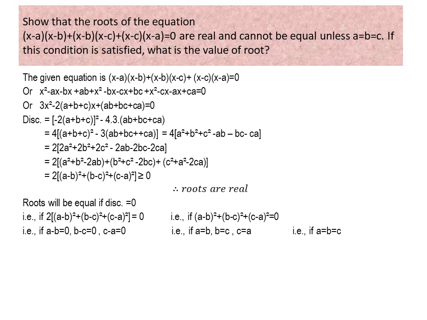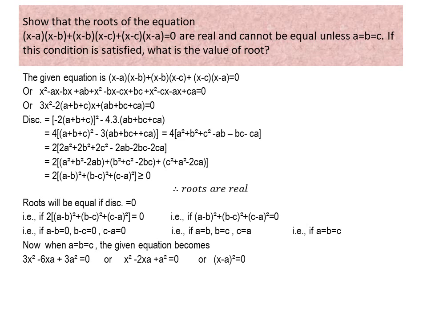If this condition is satisfied, what is the value of the root? So when a is equal to b is equal to c, what does the given equation become? 3x square minus 6xa plus 3a square, or x square minus 2xa plus a square is equal to 0, or (x minus a) whole square is equal to 0. So therefore x is equal to a or a. The values of the roots are a or b or c.